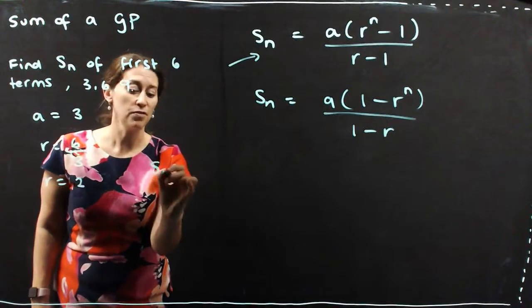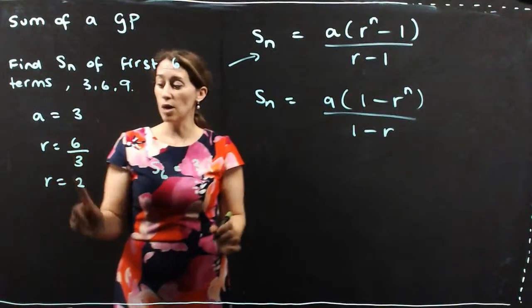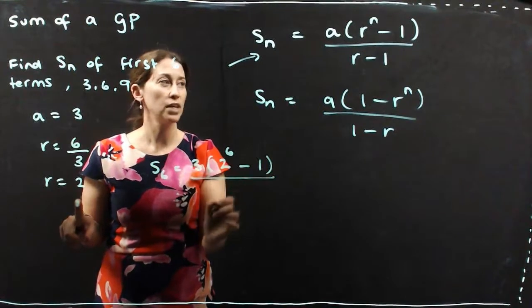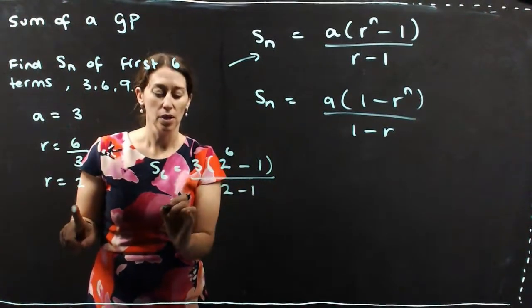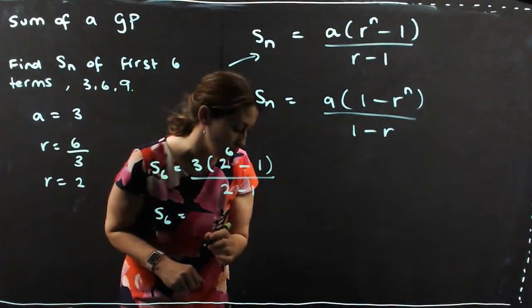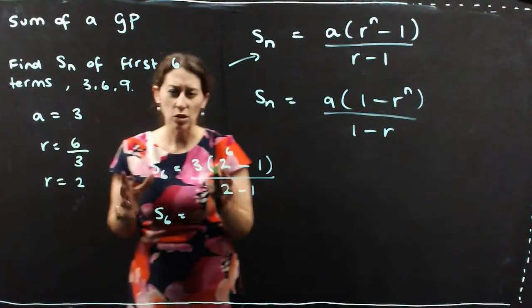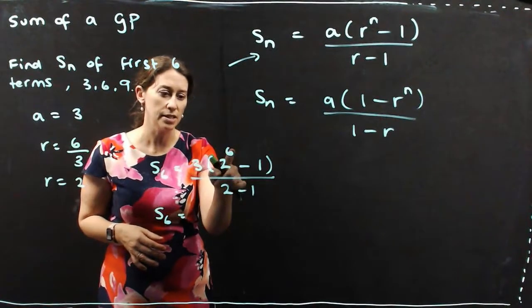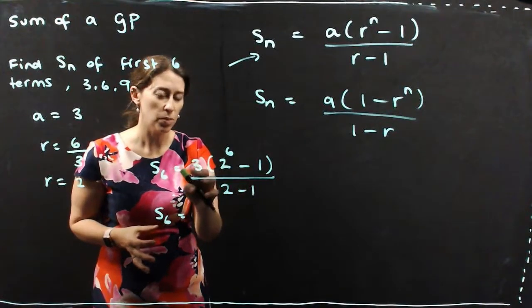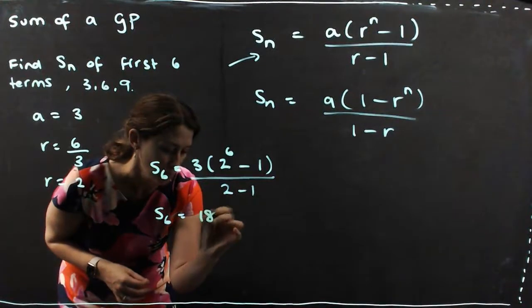So I get the sum of the first 6 terms is a, which is 3, and the common ratio 2 to the power 6, because I'm finding 6 terms, take away 1, all divided by 2 take away 1. Work that out. So 3 lots of, well, 2 to the power 6 you can work out on the calculator. So let's just look at the order first of all. You're going to do 2 to the power 6 first, which is 64. Subtract 1, which is 63. Multiply by the 3, and then we're going to divide it by 1. So we end up getting 189.